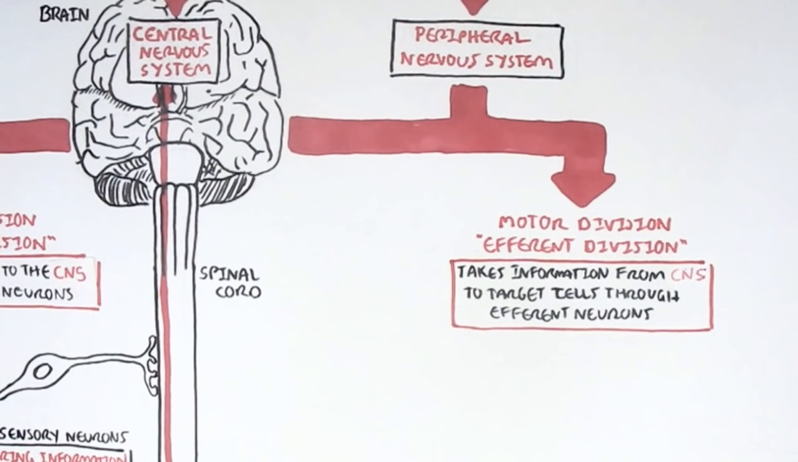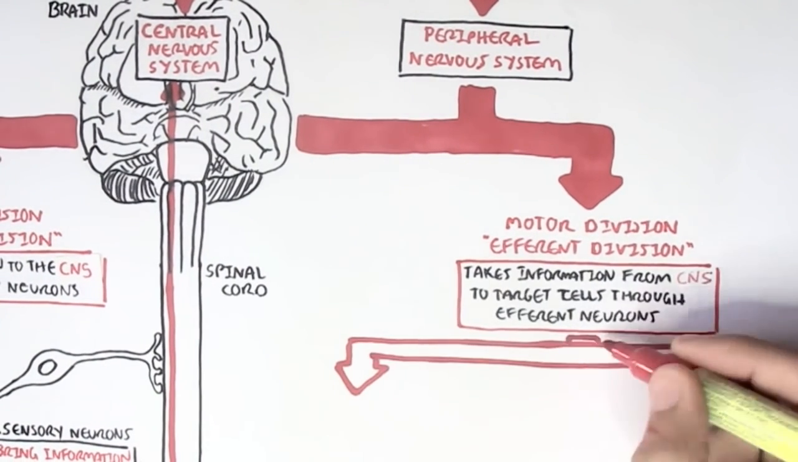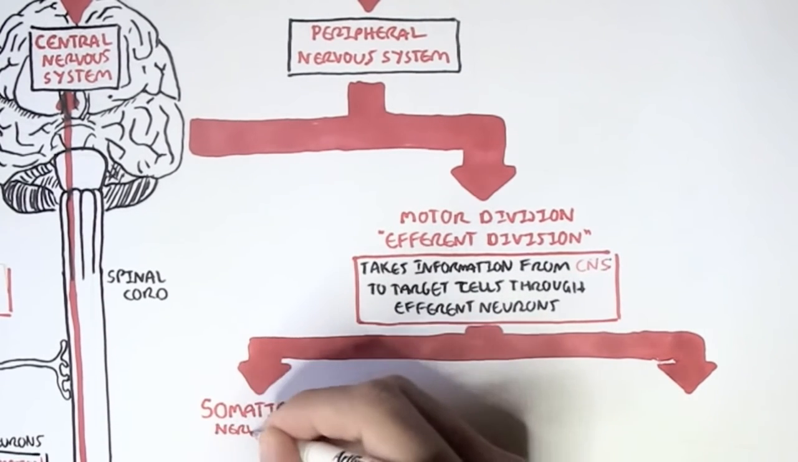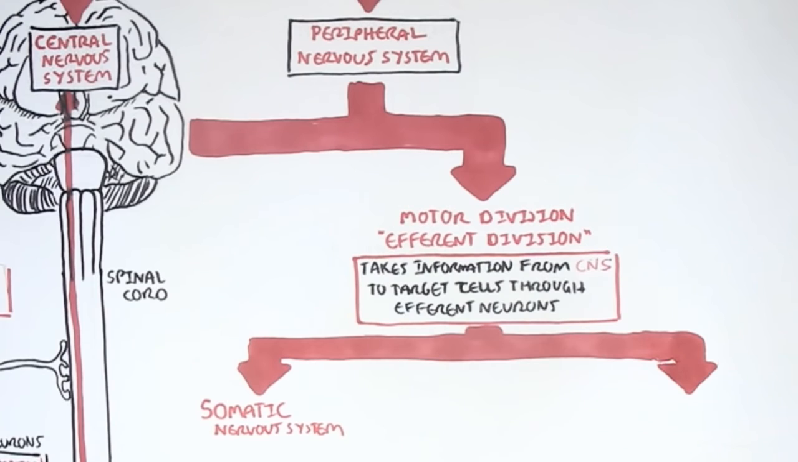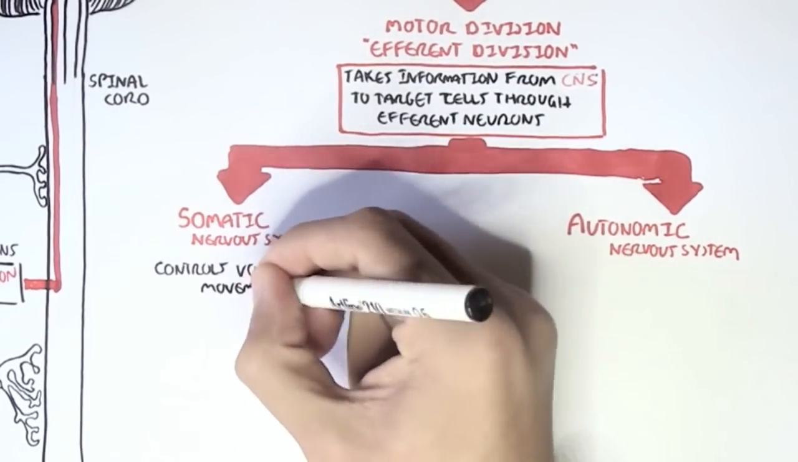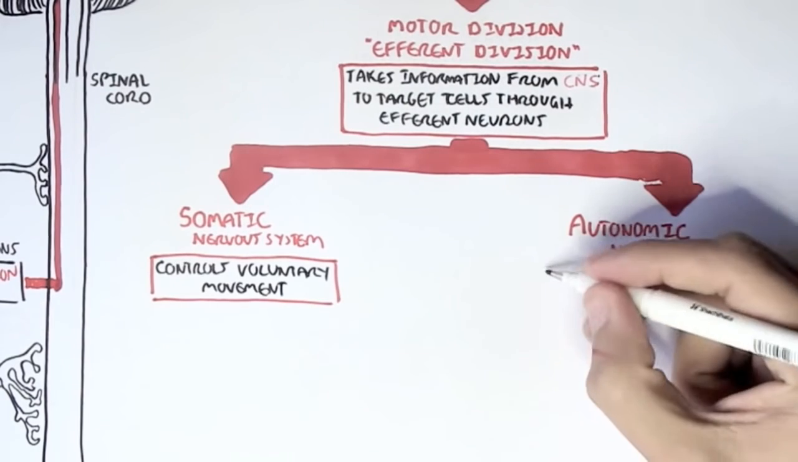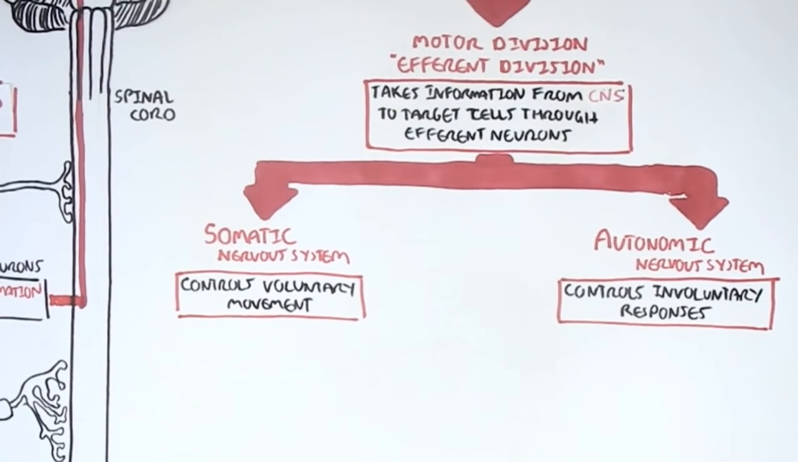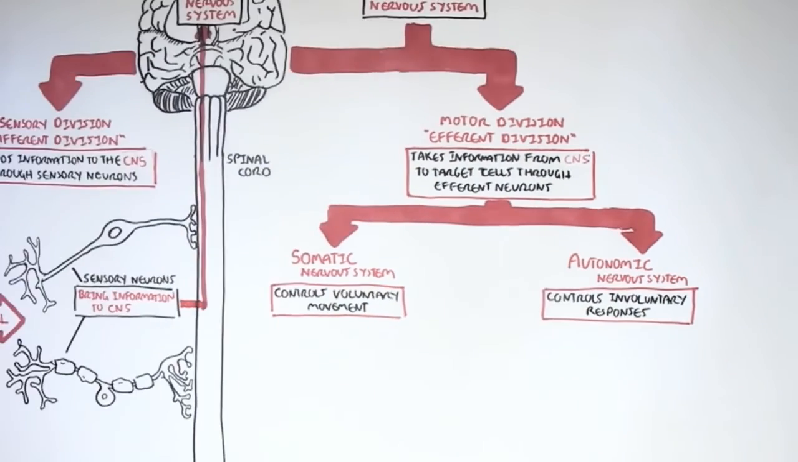And because there are voluntary and involuntary efferent neurons, we further divide the efferent division of the peripheral nervous system, so the motor division you can say, into the somatic nervous system and the autonomic nervous system. The somatic nervous system is the control of voluntary movements, and the autonomic nervous system is the control of involuntary responses. Let's look at the somatic nervous system first.